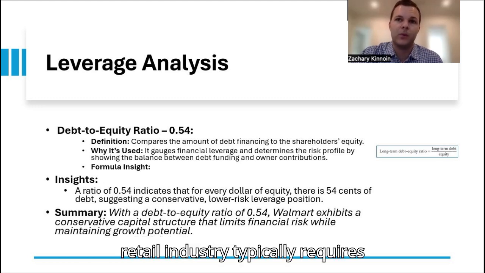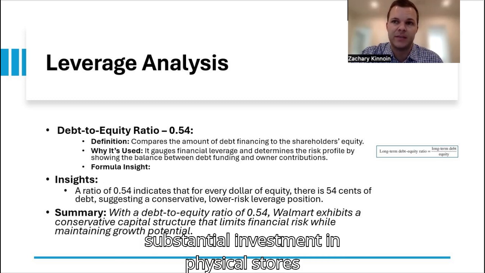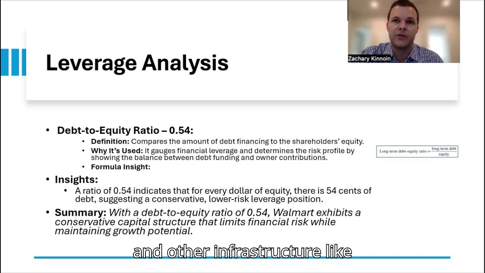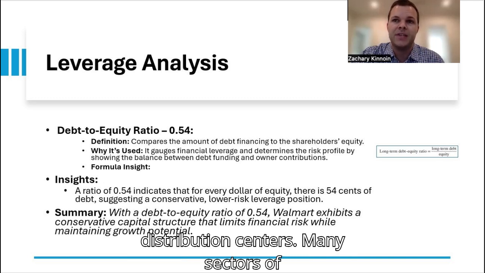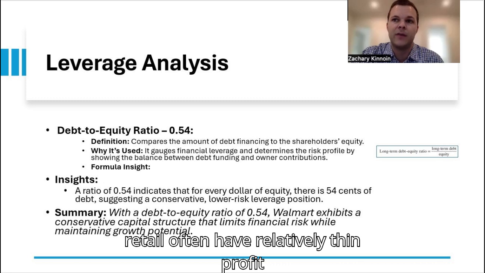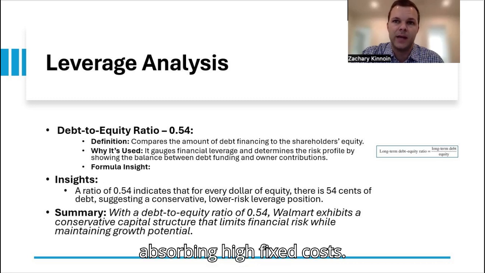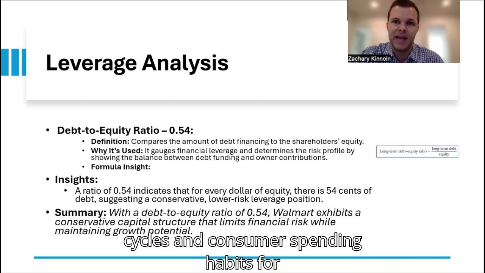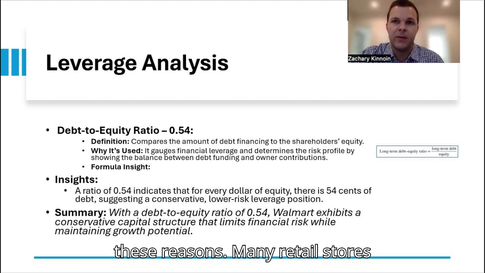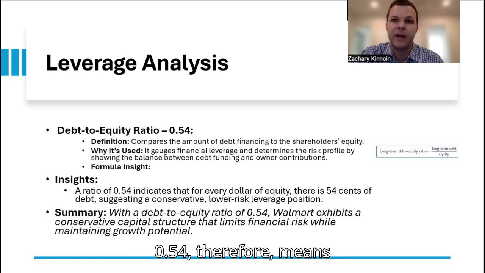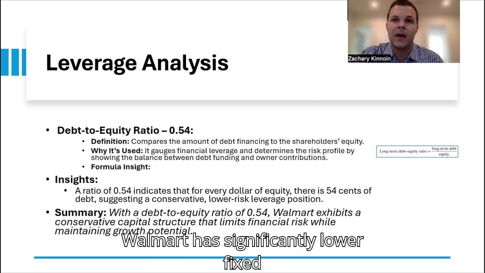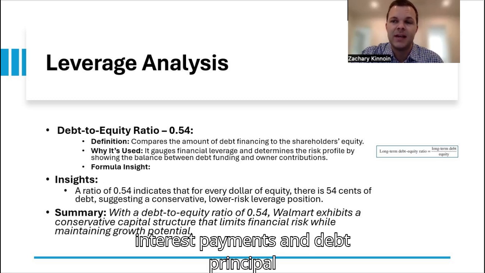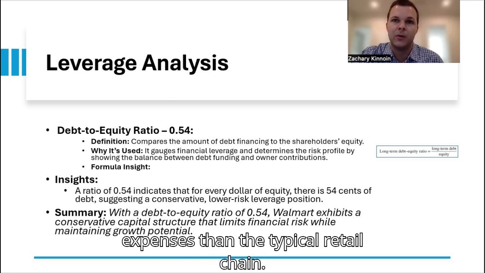In Walmart's case, the retail industry typically requires substantial investment in physical stores and other infrastructure like distribution centers. Many sectors of retail often have relatively thin profit margins, meaning there's less room for absorbing high fixed costs. Retail is also sensitive to economic cycles and consumer spending habits. For these reasons, many retail stores typically have debt to equity ratios close to or above 1. Walmart's debt to equity ratio of 0.54, therefore, means Walmart has significantly lower fixed interest payments and debt principal expenses than the typical retail chain.